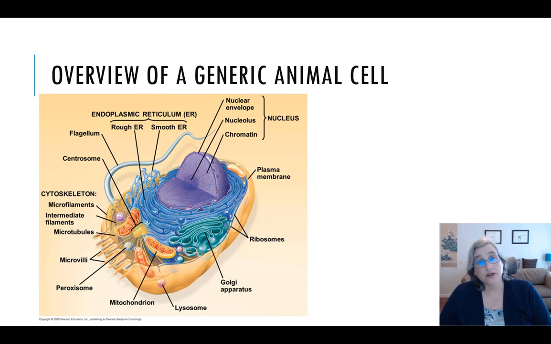So once again, here's an overview of a generic animal cell. We're talking about these organelles that are between the nucleus, so the endoplasmic reticulum, the Golgi apparatus, transport vesicles. Here's a little lysosome down in the bottom. So these are molecules and structures that are involved in making proteins.